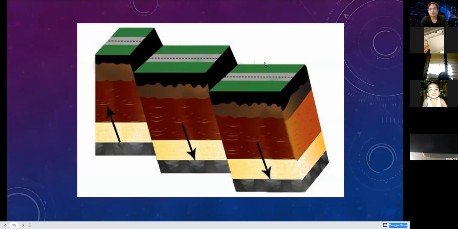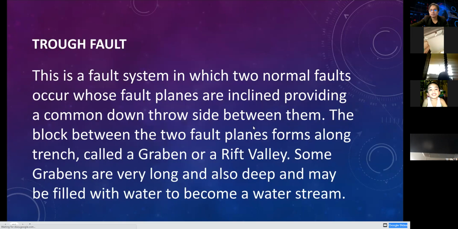Okay, if you look at it, it looks like this. It actually resembles a staircase. This is actually a step fault.